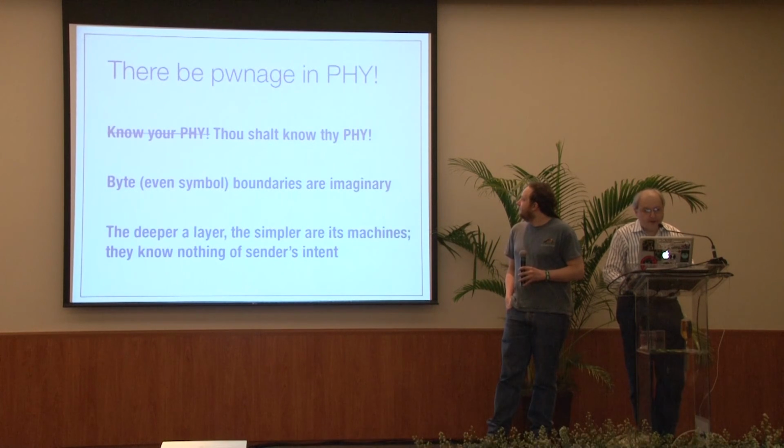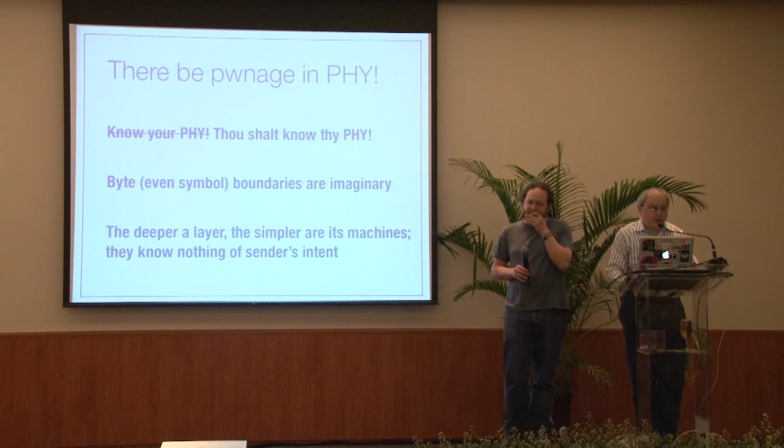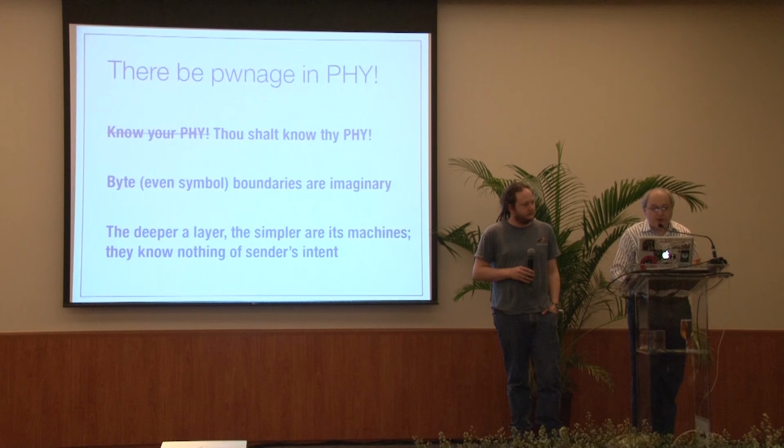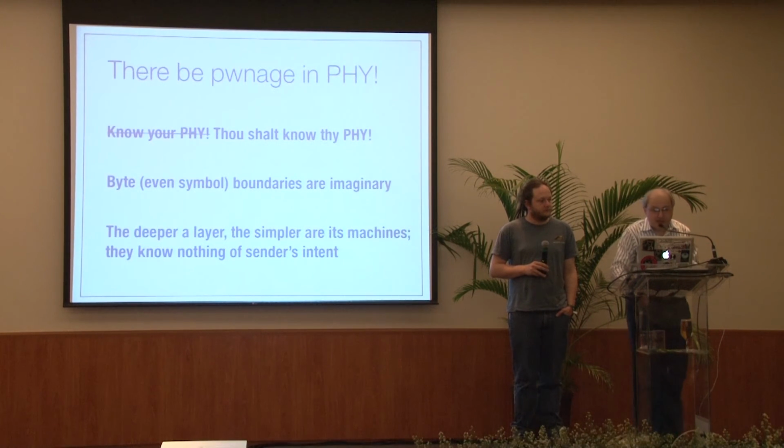Isn't that interesting? So there is ponage in PHY. PHY is not monolithic. PHY is not a black box. PHY can be had in many ways, and in fact, you should never really trust your particular implementation of PHY because there are so many ways to get around it. And obviously, the bypasses are on every layer. All the symbol boundaries, all the byte boundaries that you see in the standards are imaginary. And you can actually shift those boundaries if you play with the signal.